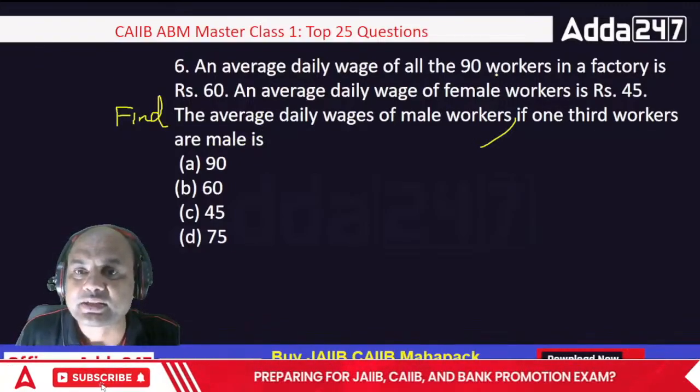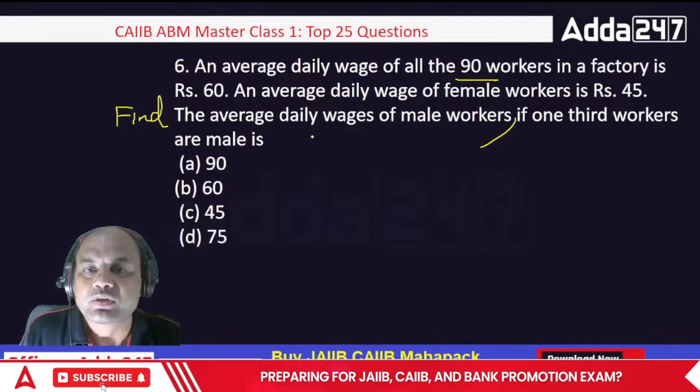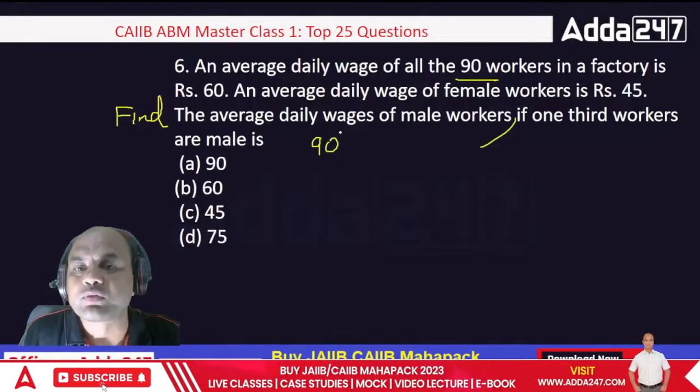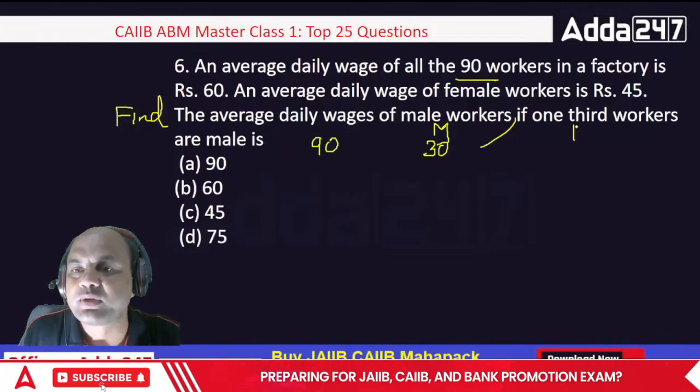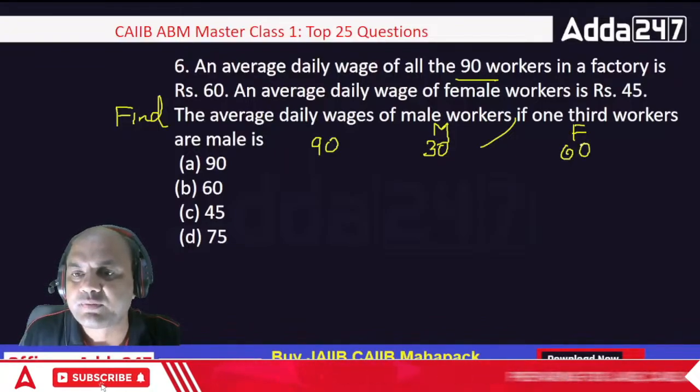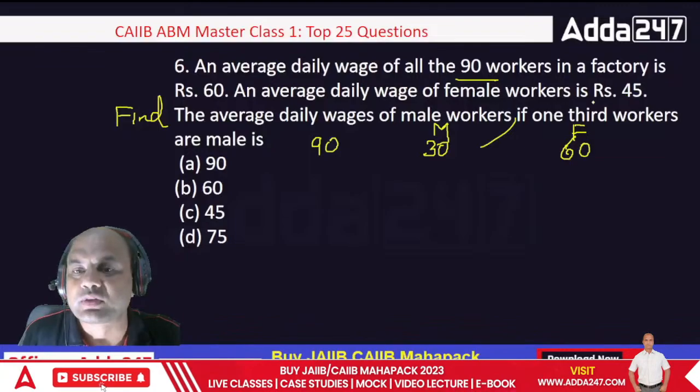Now what do you mean by this? See this. How many workers are there? 90. Out of them, 1/3 are male. So how many male? 1/3 of 90 is 30. Then how many female? Female are 60. Now 30 and 60.